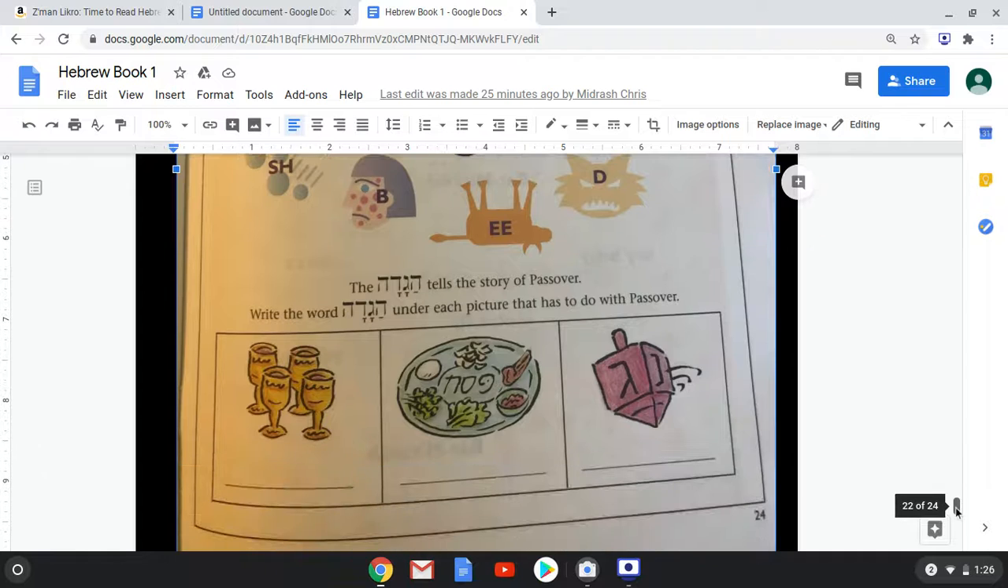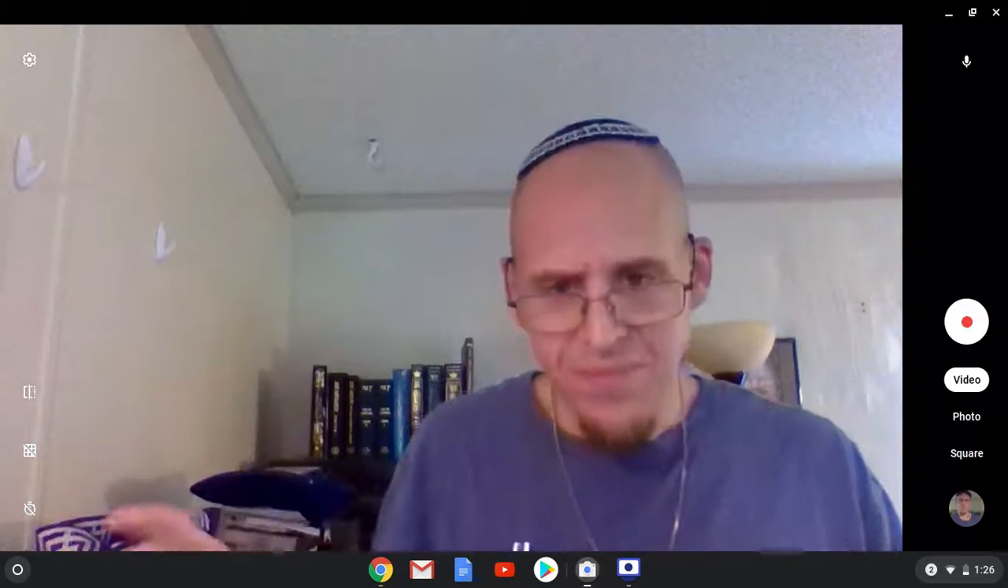Okay, it says the Haggadah tells the story of Passover. Write the word Haggadah under each picture that has to do with Passover. So this is one of those times where it's assuming you have some Jewish knowledge, and if you don't, that's okay. The dreidel has to do with Hanukkah, so that has nothing to do with Passover. The Seder plate we use for Passover, so we know this has to do with Passover, and the 4 cups of wine. But if you're not familiar, you might have to pick up a little Jewish knowledge here and there.